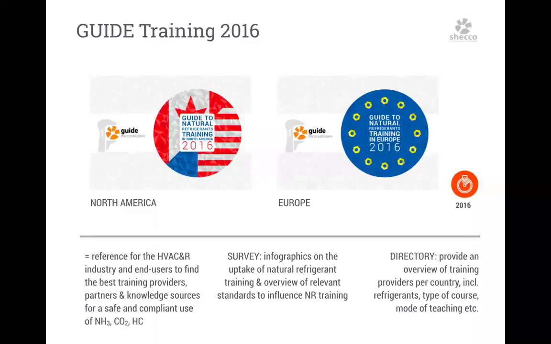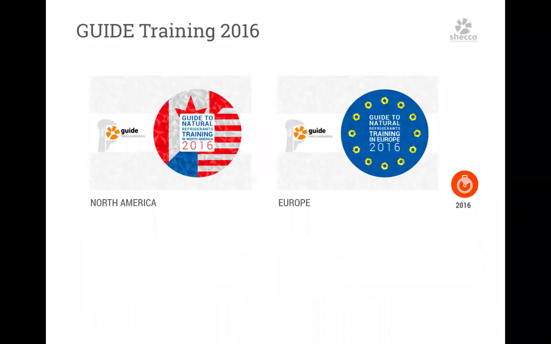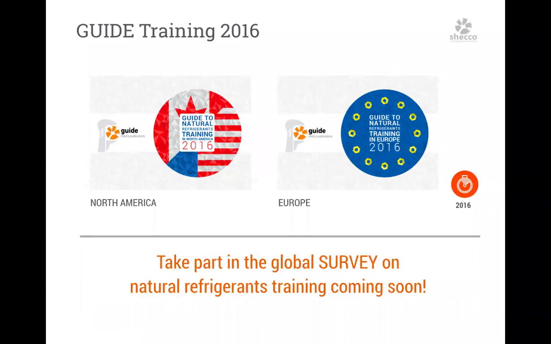So what we intend to do here is to create this reference for the HVAC&R industry and to use the refrigerants, ammonia, CO2, hydrocarbons, in a safe and compliant way, to conduct a survey again and to provide this kind of directory. So a direct call to all the ones listening in: we will soon launch a global survey on natural refrigerants training, asking where this would be available, in which format it is provided, and what the situation is by country. And we would really like to get your input. So if you have anything to say, please watch out for the survey.